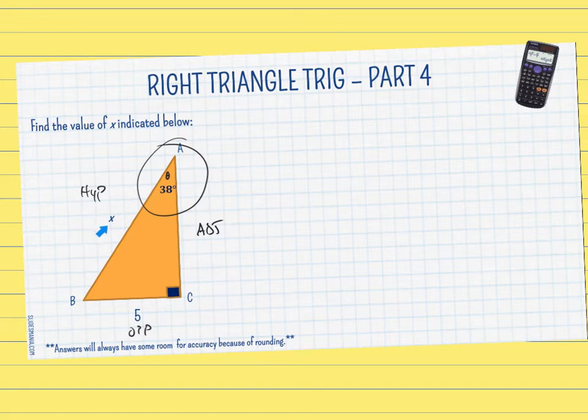And the value of x that I'm looking for is over here. So the only pieces of the puzzle from this angle that I'm given are my opposite and hypotenuse. Now, which trig function uses opposite and hypotenuse?